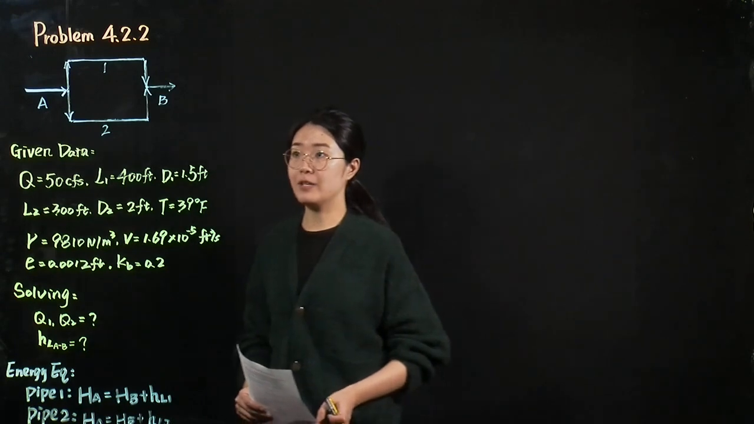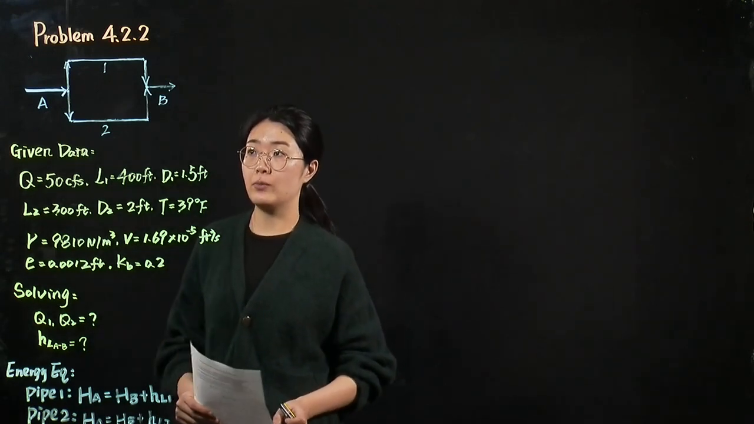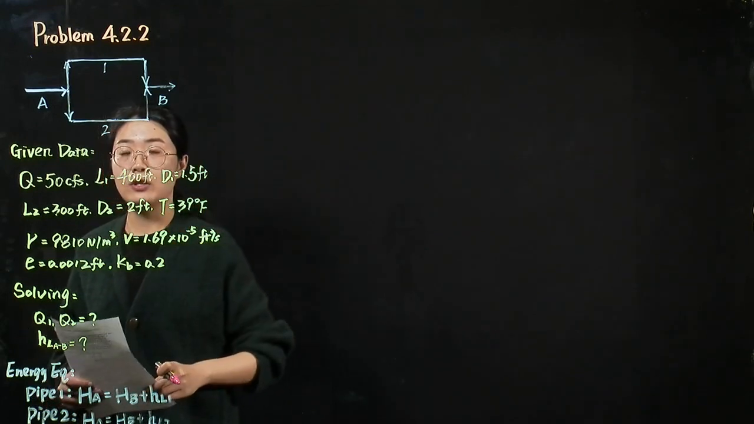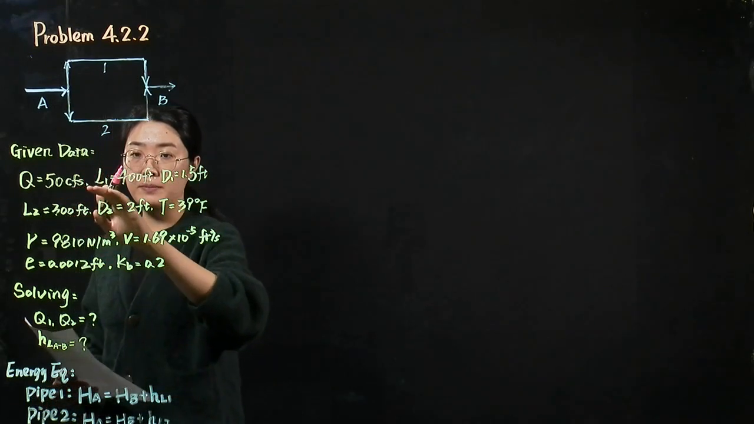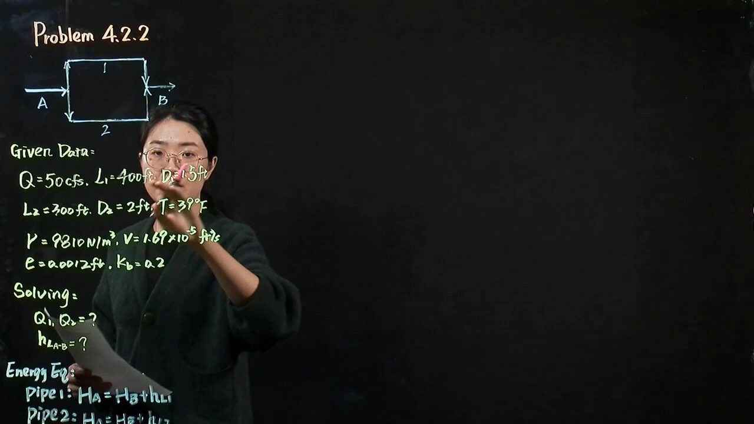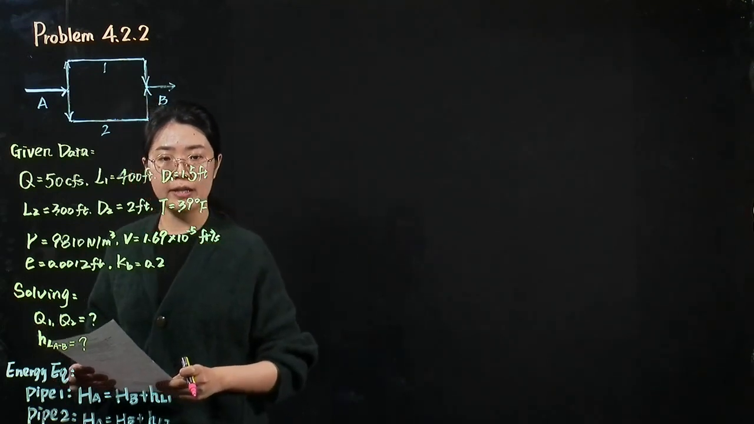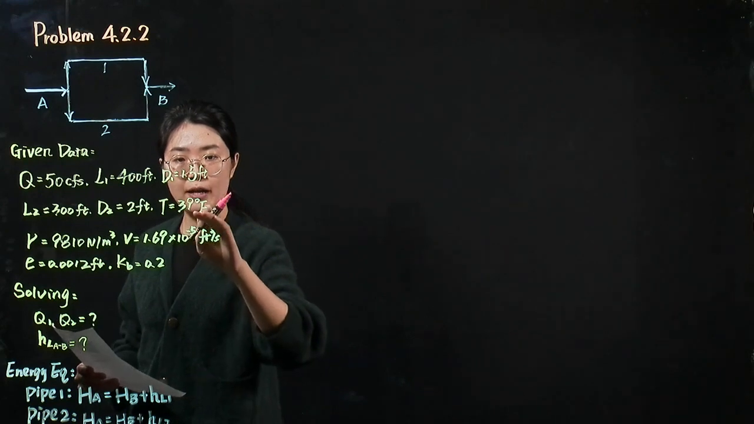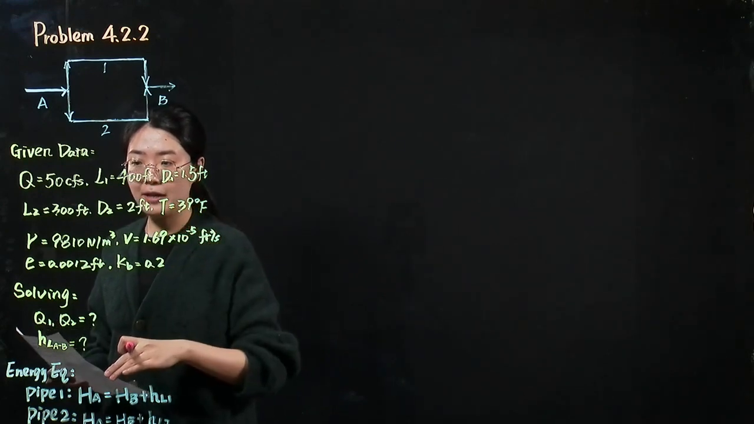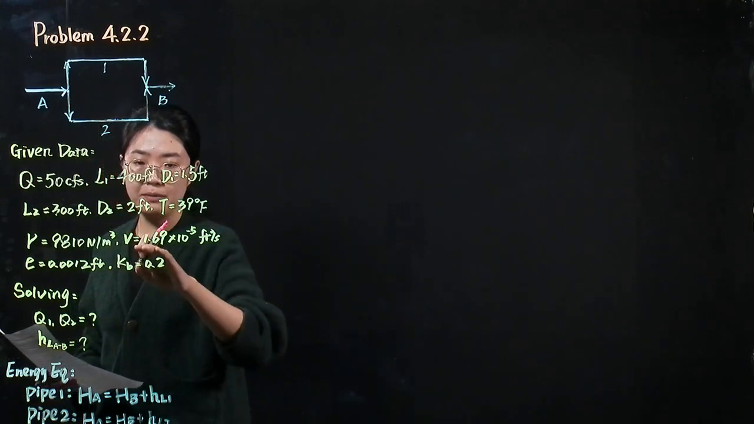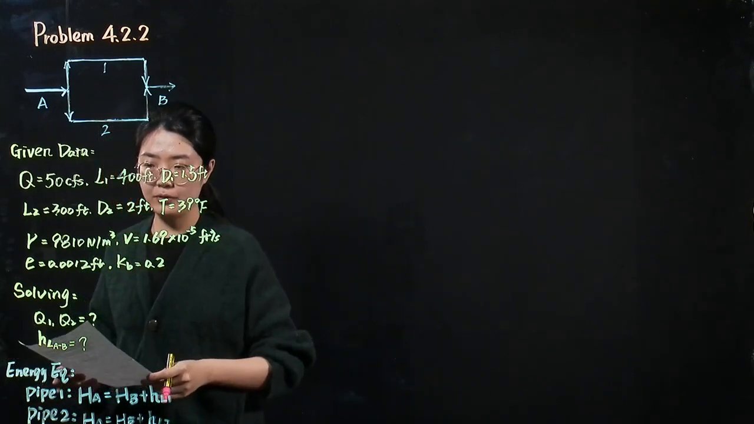Here is a pipeline system being used to drain the water from point A to B. The total discharge is 50 cubic feet per second. The length and the diameter for pipeline 1 and 2 are given. The water temperature is equal to 39 Fahrenheit. We can find the value of specific weight of water and the kinematic viscosity in the textbook.